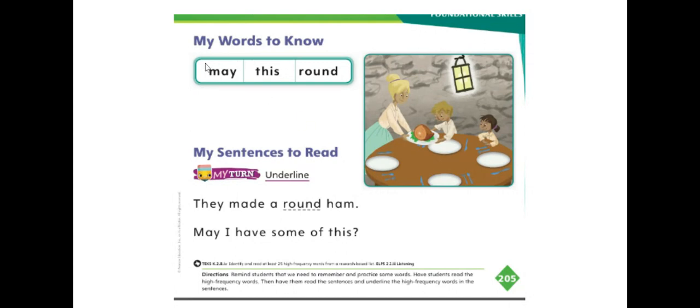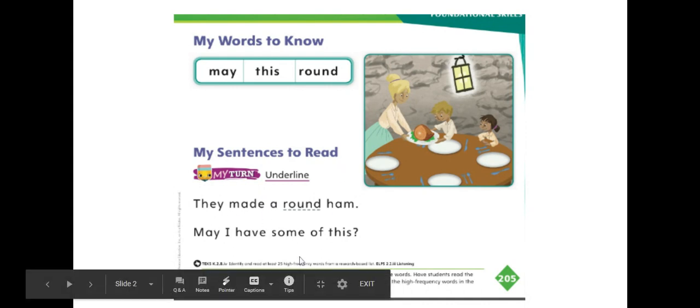The first word is May. M-A-Y spells May. This. T-H-I-S. This. Round. R-O-U-N-D. Round. So these are the words to know in the sentences we are going to read. So now your turn is you are going to underline the sight words in these sentences. Let's start off with reading the sentence.